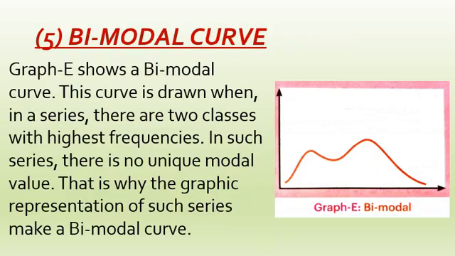The next one is bimodal curve. Graph E shows a bimodal curve. This curve is drawn when in a series there are 2 classes with highest frequencies. In such series, there is no unique modal value. That is why the graphic representation of such series makes a bimodal curve. This is the first curve and this is joined with the second curve. So these are the bimodal curve.